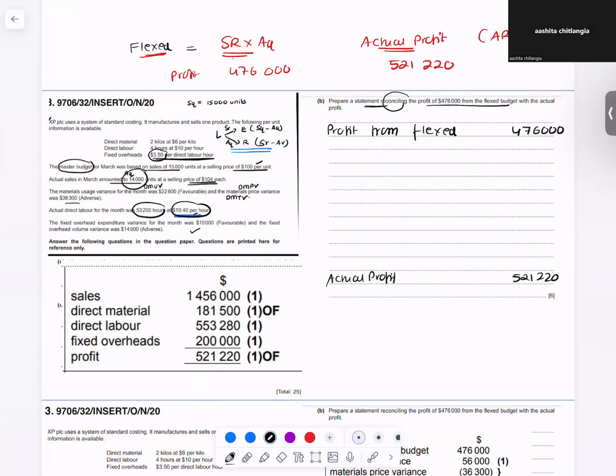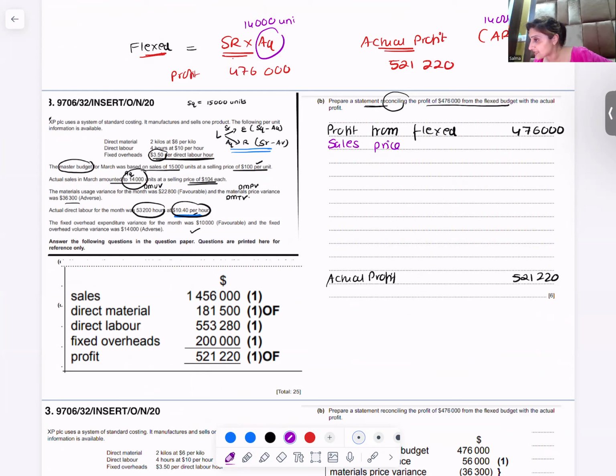All these variances. The first variance we talk about is sales: sales quantity and sales price. The actual quantity is the same, right? We have flexed the budget as per 14,000 units. So there is not going to be any variance because of the selling quantity. But there will be a variance because of the selling price. The standard rate is 100 and the actual rate is 104. So the first reason for difference is the sales price variance.